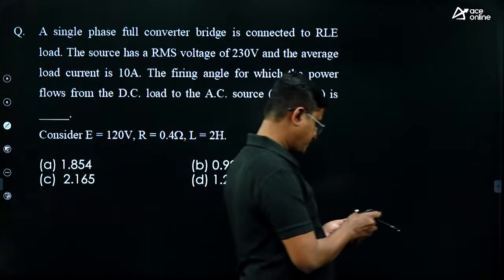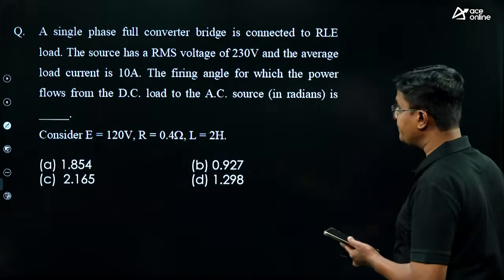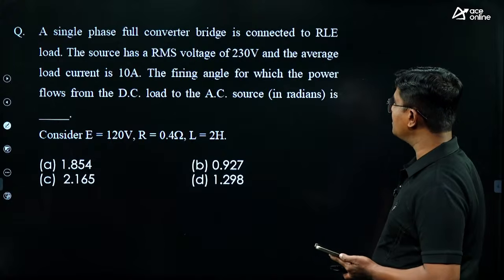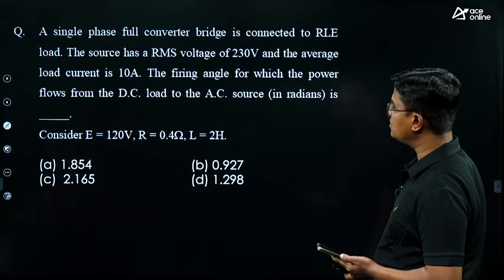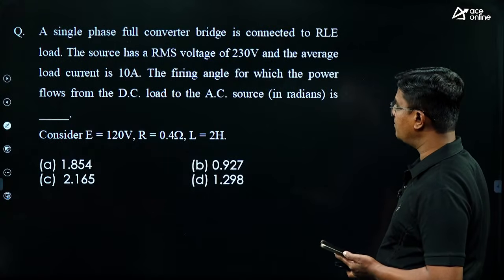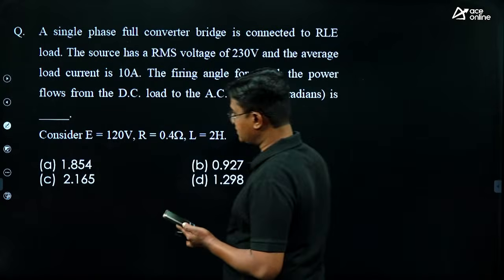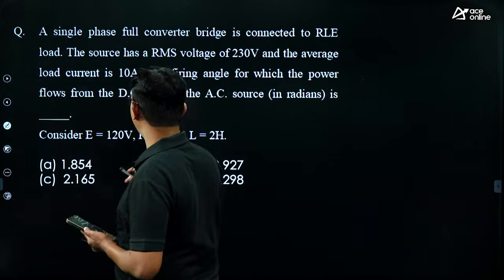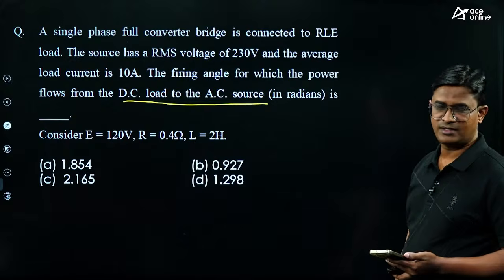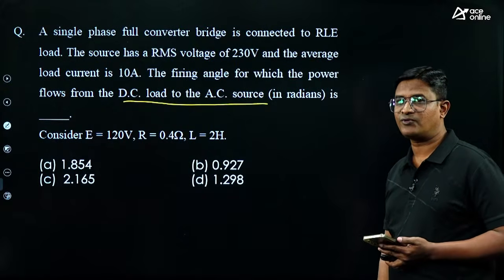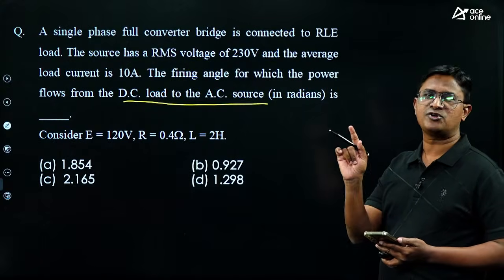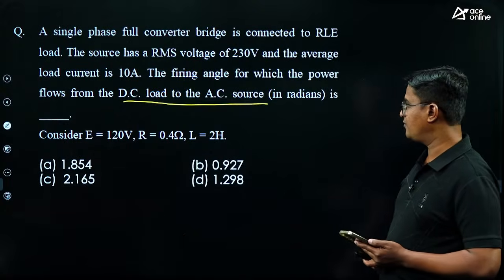Next. A single phase full converter bridge is connected to RLE load. The source has an RMS voltage of 230 volt and the average load current is 10 ampere. They are asking for the firing angle for which power flows from DC load to the AC source, meaning at what alpha value power flows from DC side to AC side. It is inverter mode operation. In inverter mode operation we have written the required conditions. One of the necessary conditions was firing angle alpha should be greater than 90 degree.